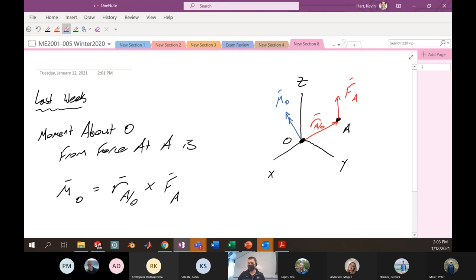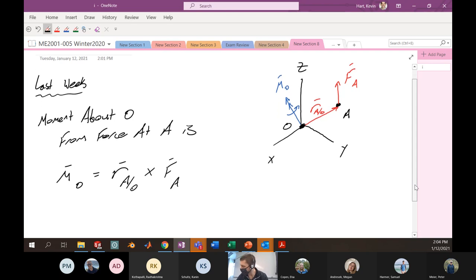looks something like that. We're drawing a double arrow for the moment, and this is to indicate that we're having some axis of rotation, though it's not necessarily rotating. We have some axis of twisting about that particular direction of that vector. So if I stuck my arm in the direction of R, curled my fingers in the direction of F, my thumb would point in the direction of the moment at O. We use the double arrow to indicate that this is a sort of curling, torquing motion about this particular axis here. Okay, so that's what we dove in on last week.